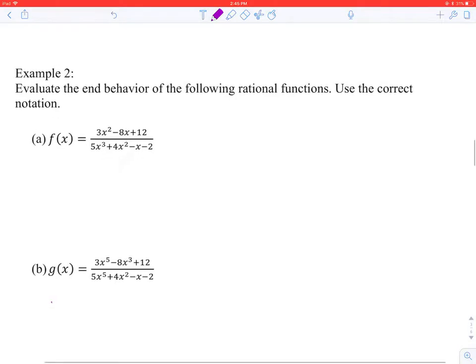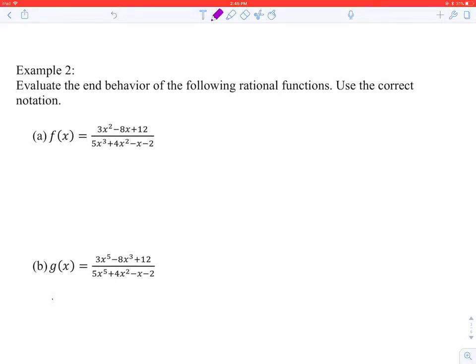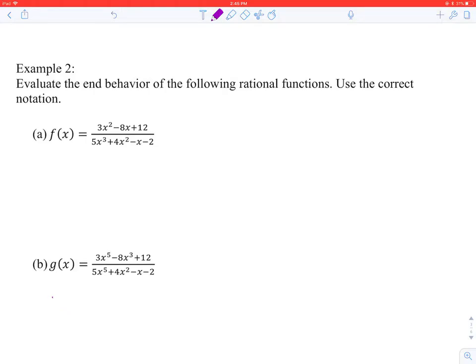So now we're going to look at evaluating the end behavior of some rational functions. And we're going to do this by taking the limits at infinity. So let's go through these first just by using some of our pre-calc knowledge and analyzing what's going on with the function. And I'm going to show you another method for evaluating the limits and therefore determining end behavior for these rational functions.